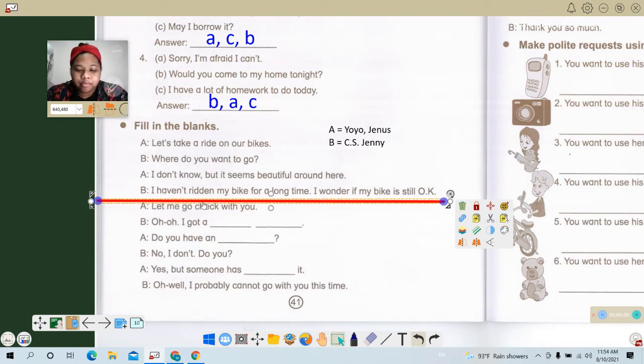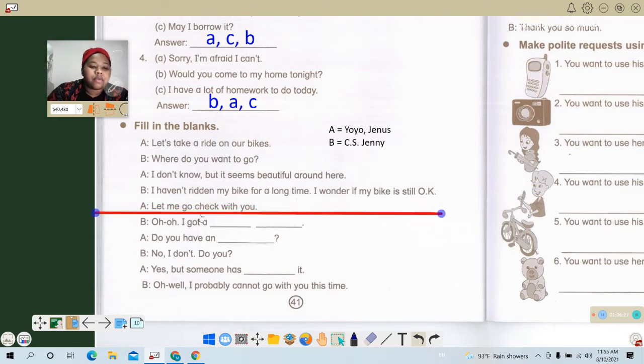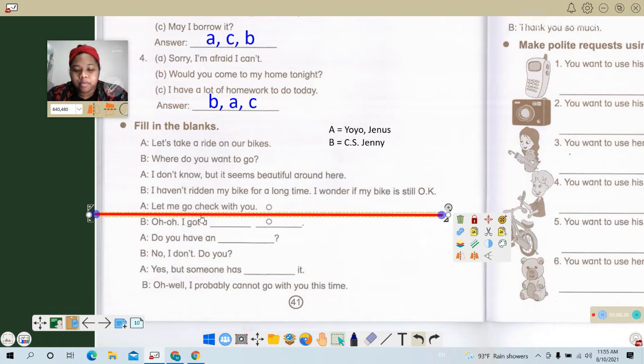I haven't ridden my bike for a long time. What happened to CS? I haven't been with my bike for a long time. I wonder if my bike is still okay. Next. Let me come share with you.